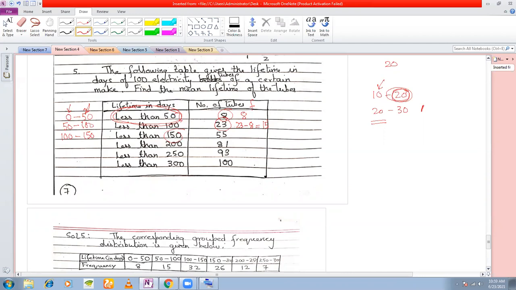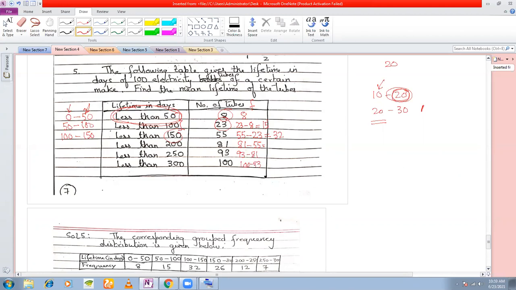Next, less than 150. Less than 150 includes less than 50 and less than 100, right? So what will you subtract here? 55 minus 23, right? To get 32. So these will be your frequencies. Next frequency will be 81 minus 55. Next frequency will be 93 minus 81. Next will be 100 minus 93, right?